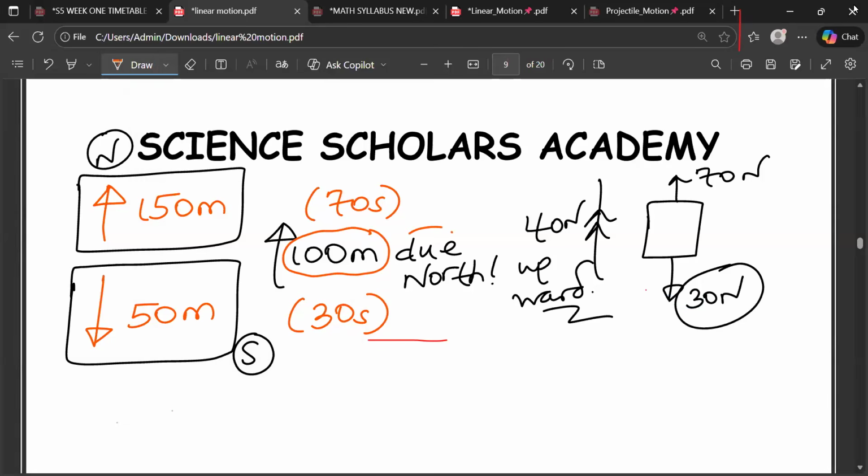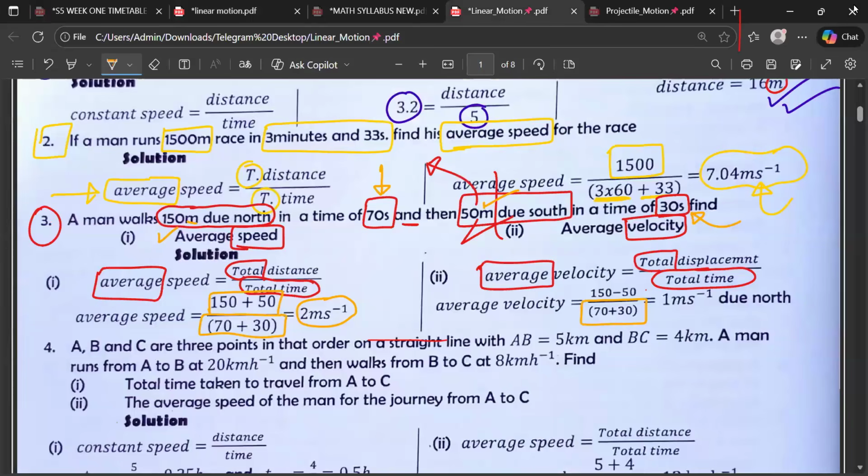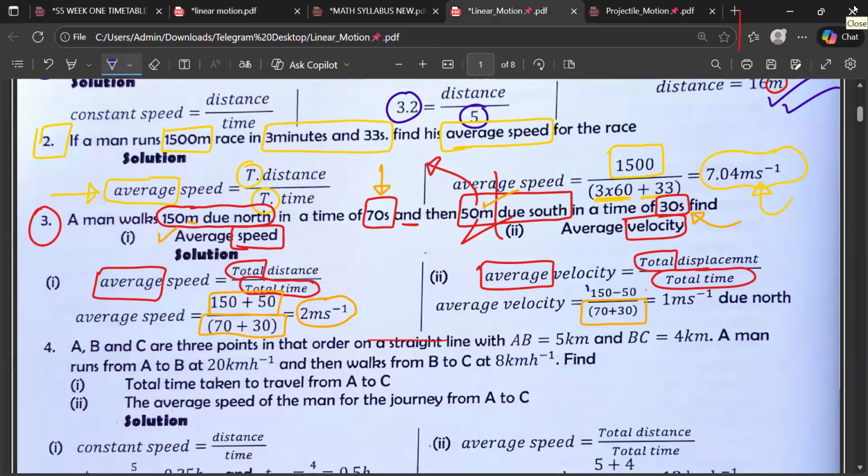But it is still due what? Due north. So the question I want to ask you people is, is this answer okay? Because here they said 100 minus 50, they got 50, and also added due north. Let's hear from Glory as people are commenting in the chat whether the answer is okay.